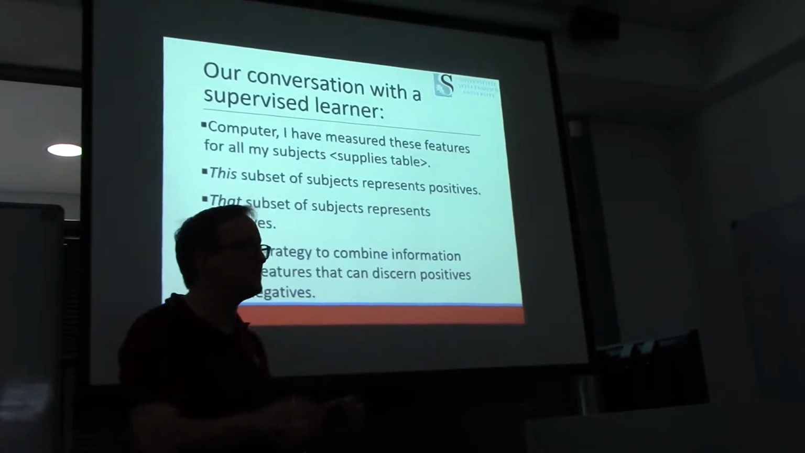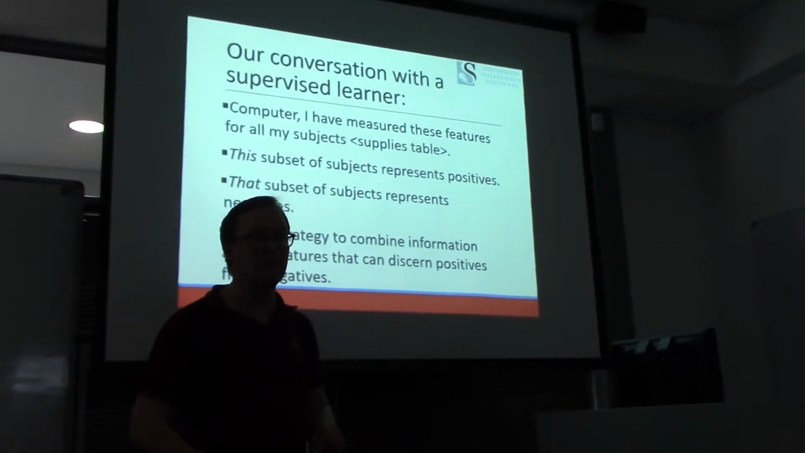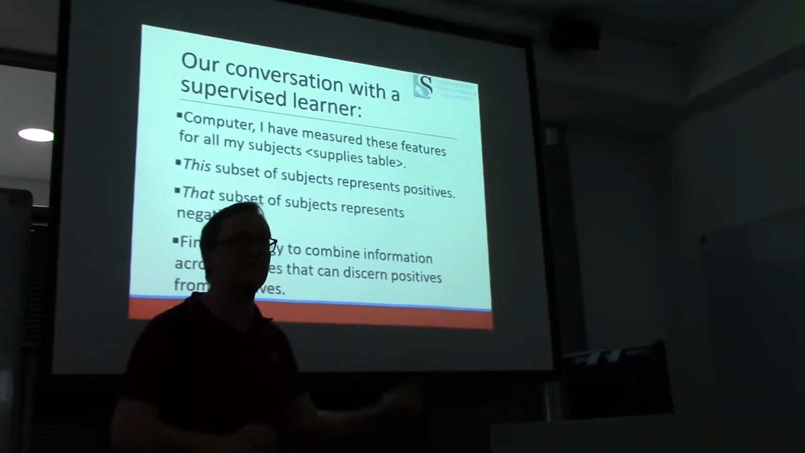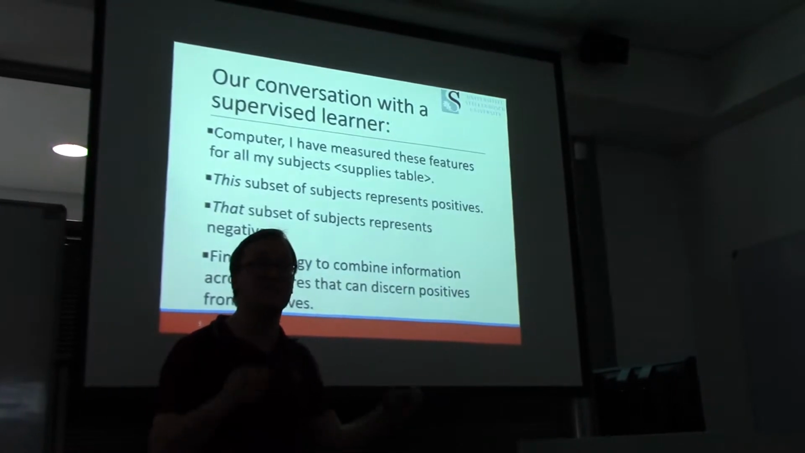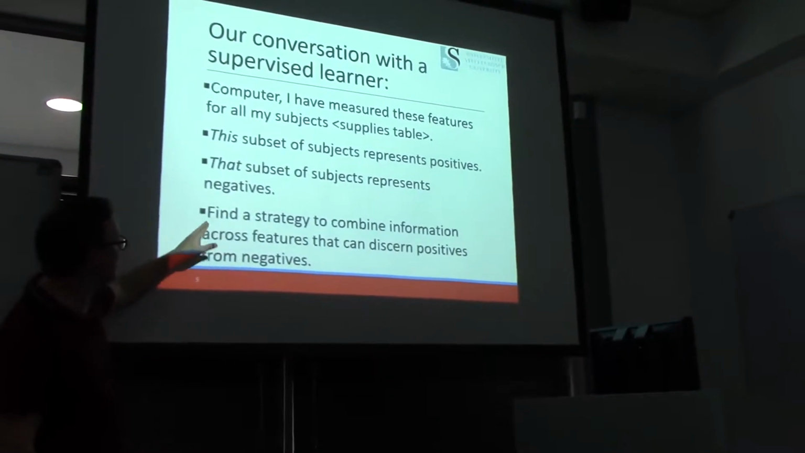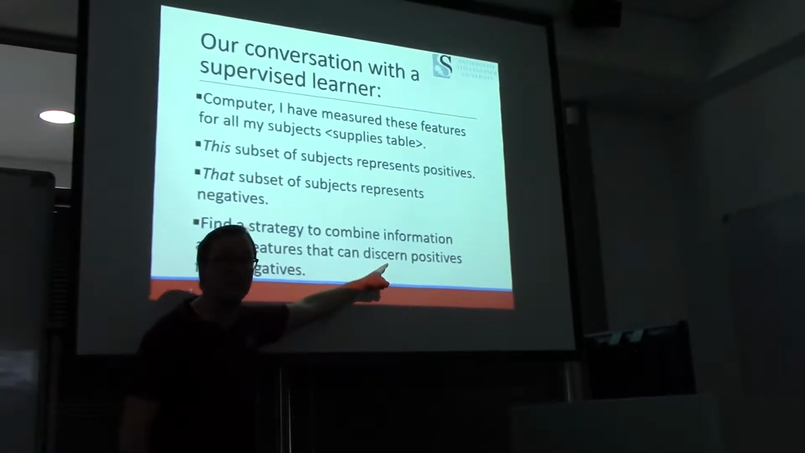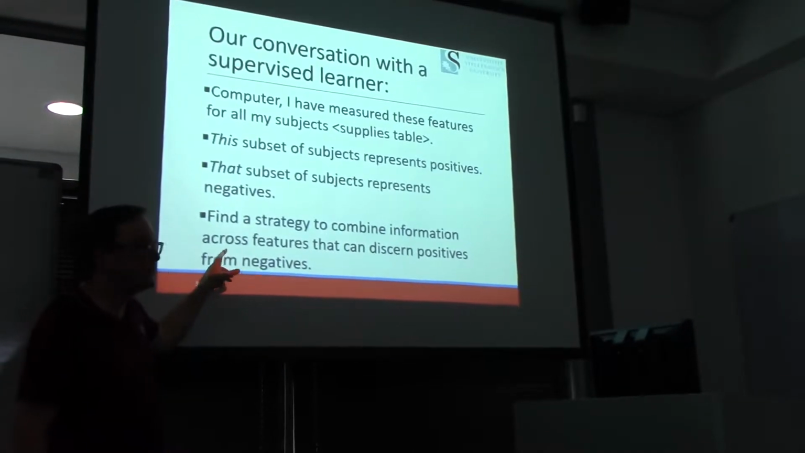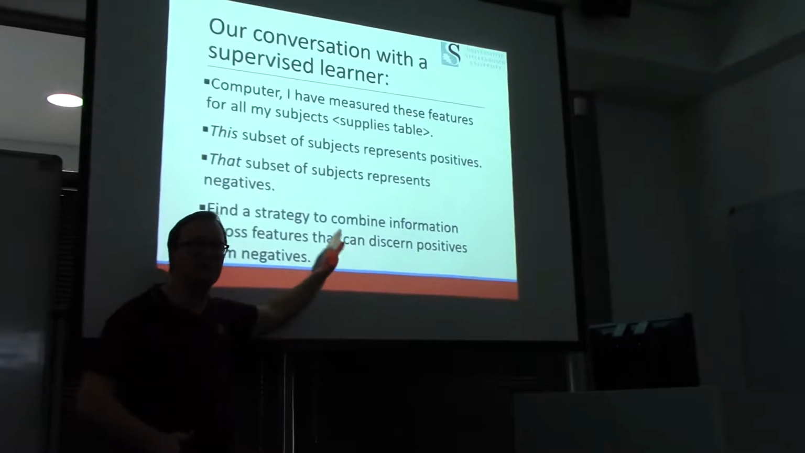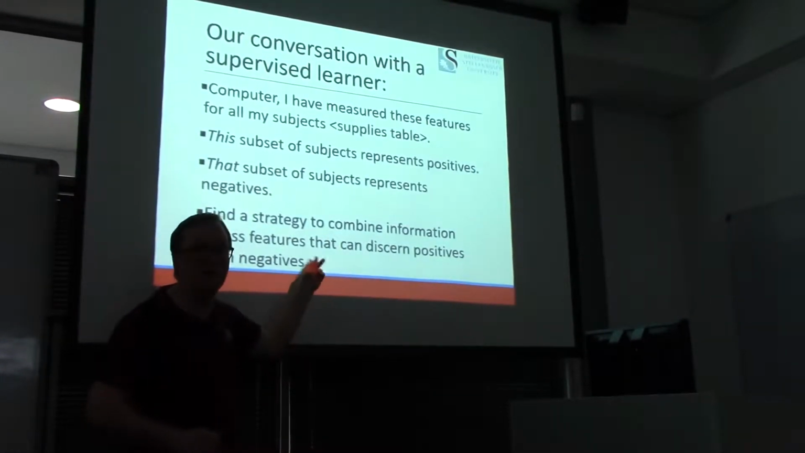The computer scientist says to the computer, these patients all have TB. And then the computer scientist points to all the others and says, these other people, they do not have TB. This is the supervised aspect of it. So then the computer is asked, find a strategy to combine this information that we're providing about each patient, to combine information among all the different features that we're providing that will be able to discern the positives from the negatives. And this is where all the magic happens.